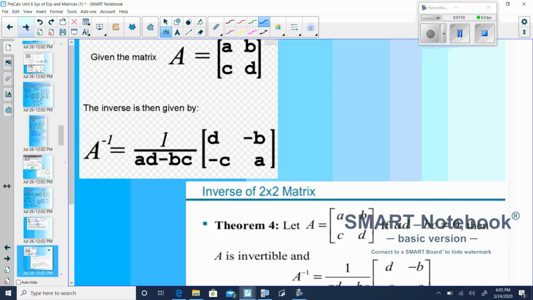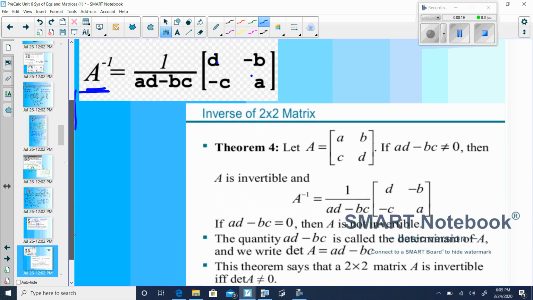All right. We're getting some more information here. Look at this. Given the matrix A is equal to, so it's a 2 by 2, row 1 is A and B, row 2 is C and D, then they tell us that our inverse is given by this. So A inverse is equal to, look at this, guys, 1 over AD minus BC times, and look what they did here. They took A and D, they switched their locations, and they made B and C negative. Huh.